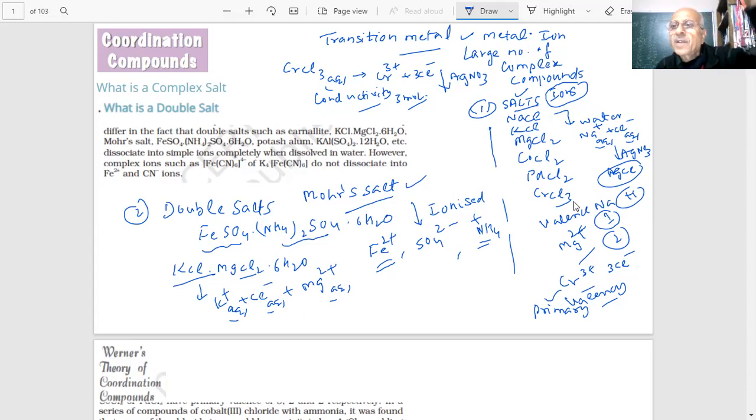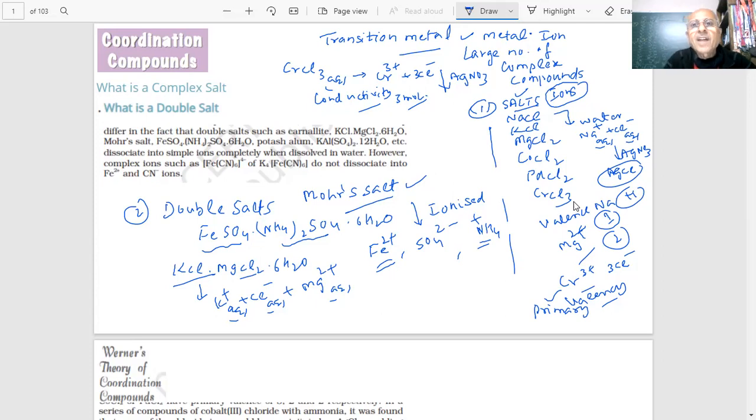The interesting thing is these salts are ionized in water, student. They produce ions, and you can test the ions also. Chloride ions can be tested. Sulfate ion can be tested by adding barium chloride. It will give a white precipitate of barium sulfate. But there are certain compounds, students, which are not completely ionized.